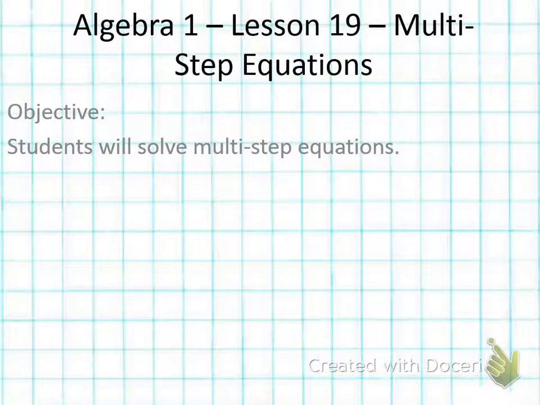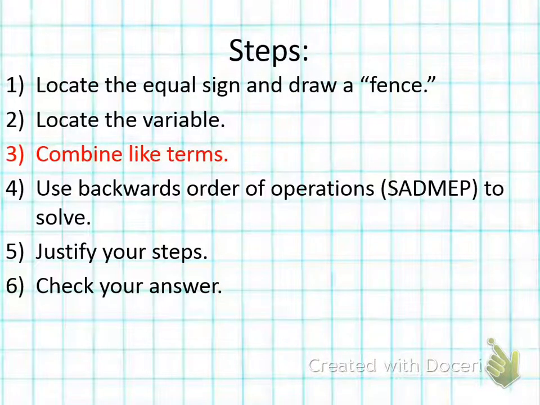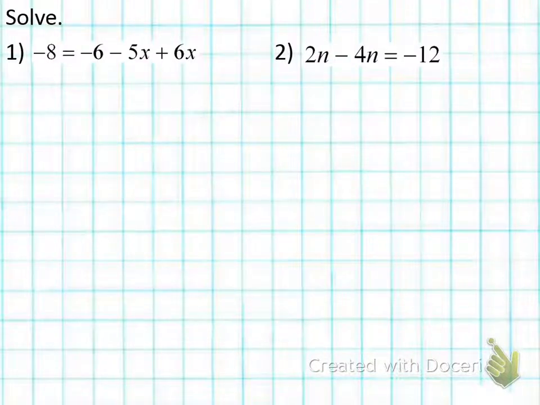So here are the steps for today. The big one for today is this third step, in red. Combine like terms, that's the new one. Sometimes our terms aren't going to be combined. As of now, they've all been kind of together, so all the variables and the constants will be separated. So let's look at this. Number 1 and 2, all eyes up here right now.